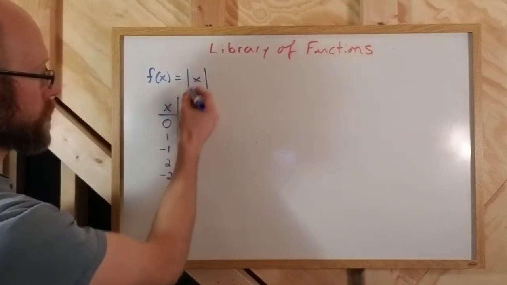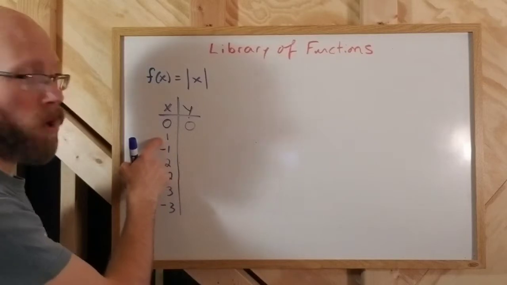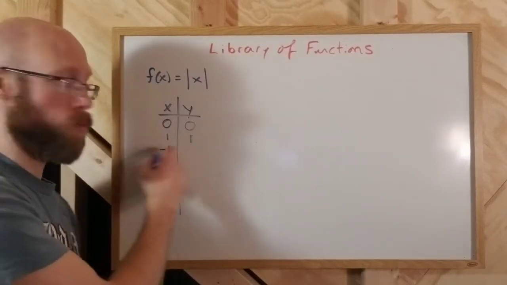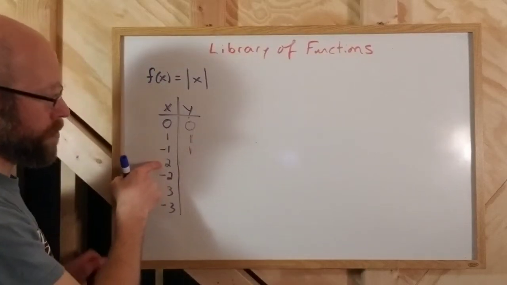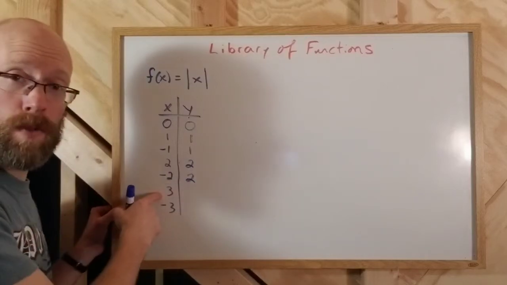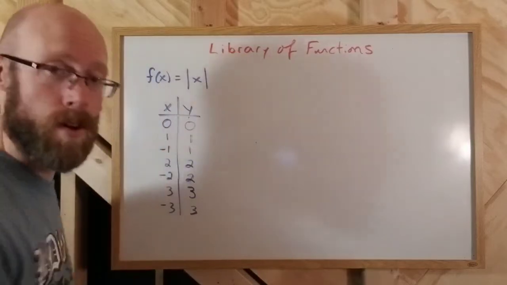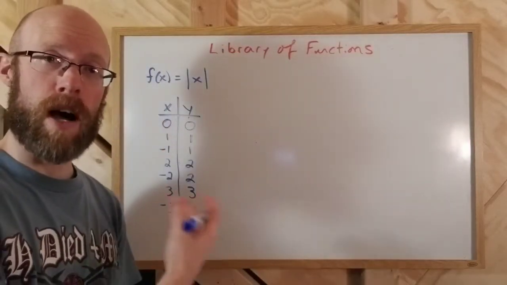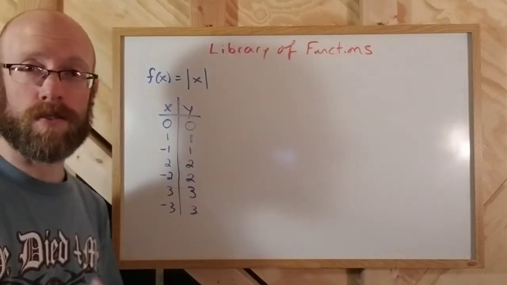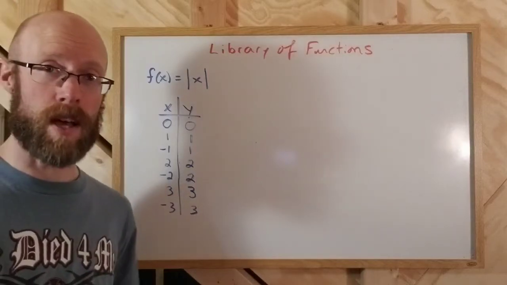So 0, the distance between 0 and 0 is 0. The distance between 1 and 0 is 1. The distance between -1 and 0 is 1. The distance between 2 and 0 is 2. The distance between -2 and 0 is 2. The distance between 3 and 0 is 3. And the distance between -3 and 0 is 3 also. So all of the outputs are positive except for 0. That's not a positive number, but it's also not negative. So definitely none of these are negative on the output side.